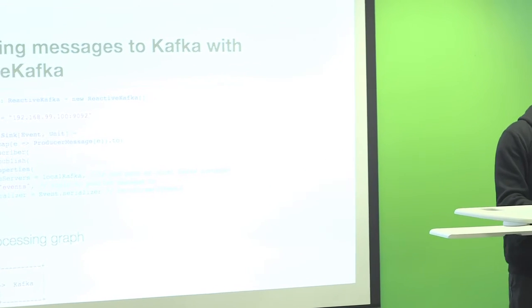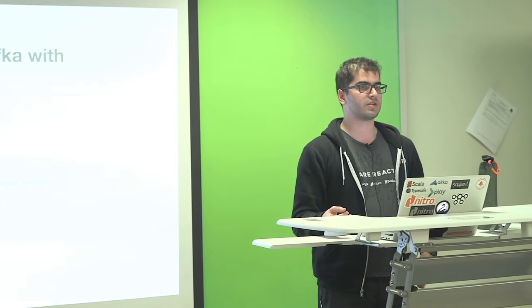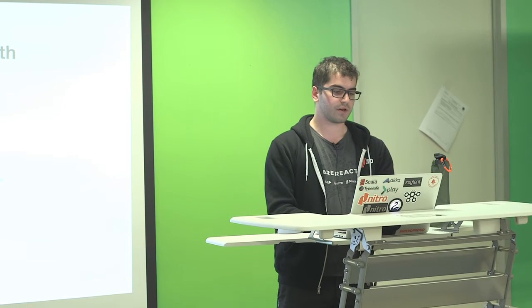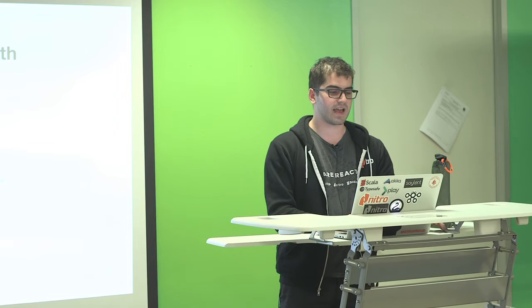So the specifics of how we create that: first we use reactive Kafka. It's a library that uses Akka Streams to communicate with Kafka, or reactive streams rather, which is the standard that Akka Streams is built on. We have our Kafka instance. It's running on Docker machine locally. That's just hard-coded because I can.